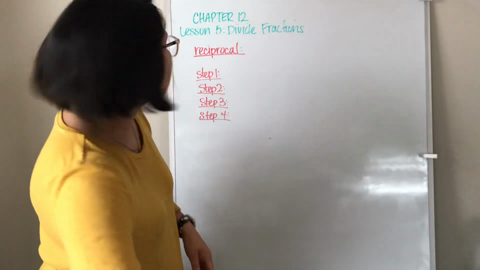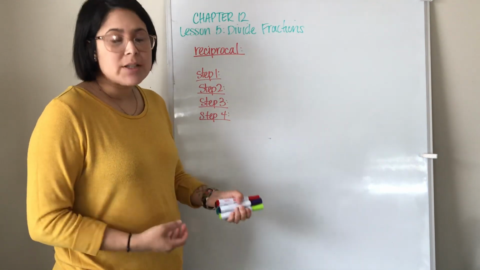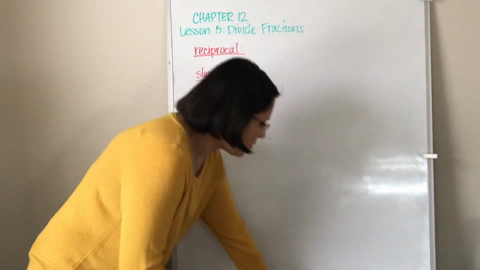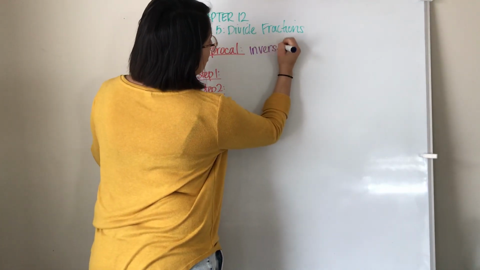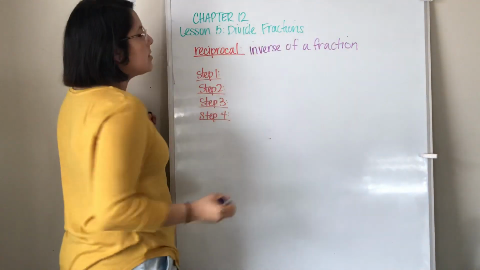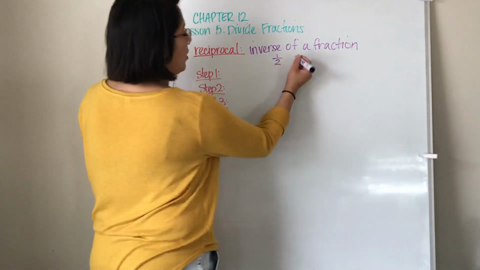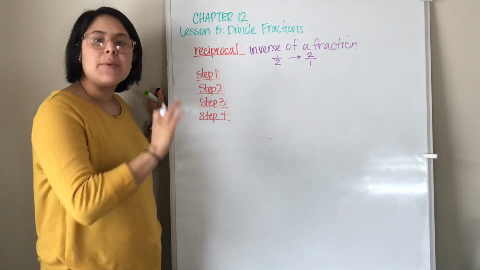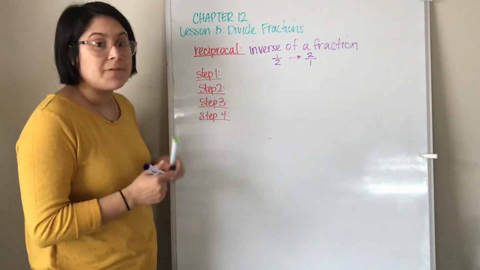So the first thing that we're going to do is talk about what a reciprocal is, and a reciprocal is going to be the inverse of a fraction. So let's write that down. It's the inverse of a fraction. And what that means is if you have 1/2, when you do the reciprocal, you switch them. Okay, so it's going to turn into 2/1. That's all it means, is that you're going to turn them around and switch them. So that will come into play when we learn how to divide fractions.